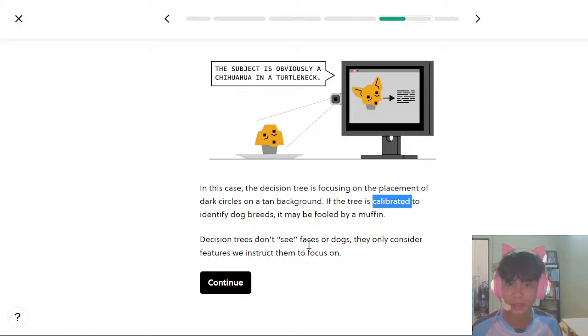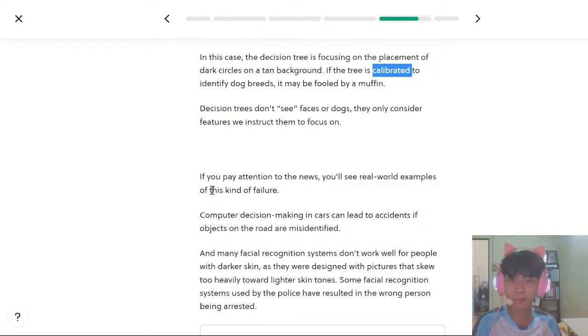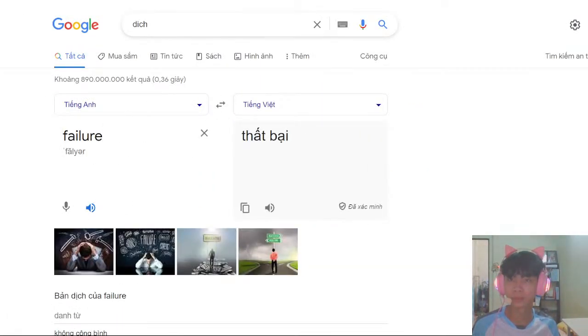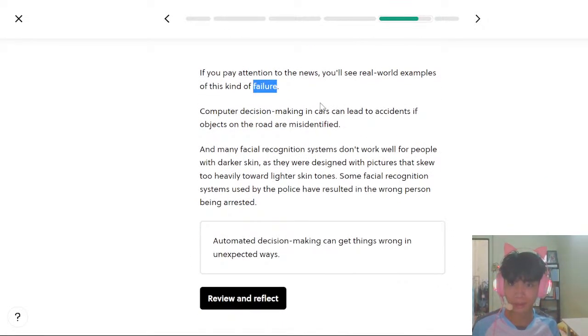Decision trees don't see faces or dogs. They only consider features we instruct them to focus on. So far so good? Understand? If you pay attention to the news, you'll see real world examples of this kind of failure. Computer decision making in cars can lead to accidents if objects on the road are misidentified. Understand? Quite good.